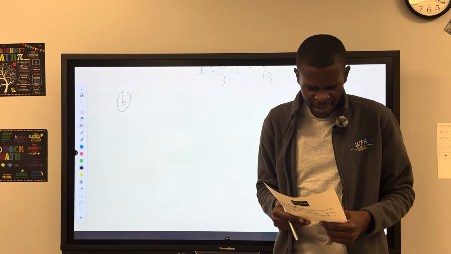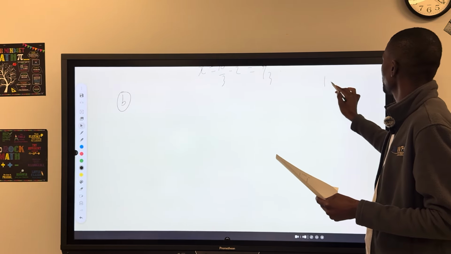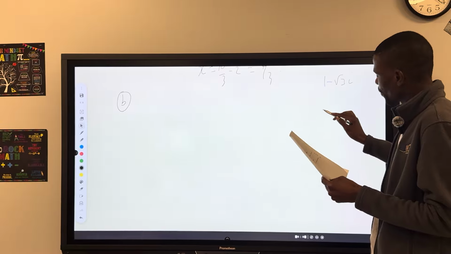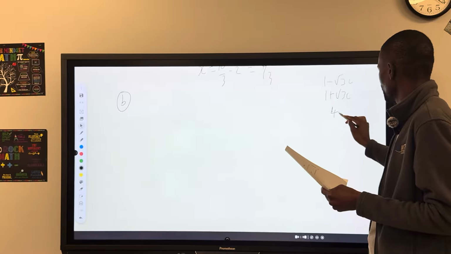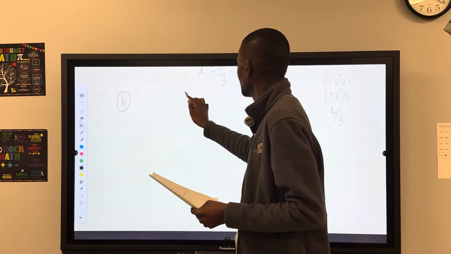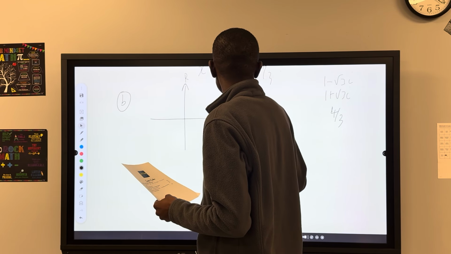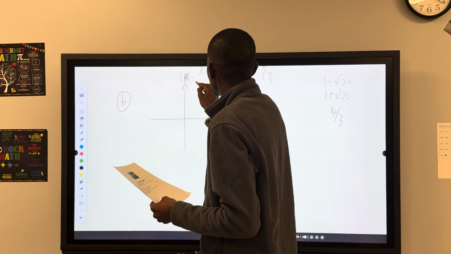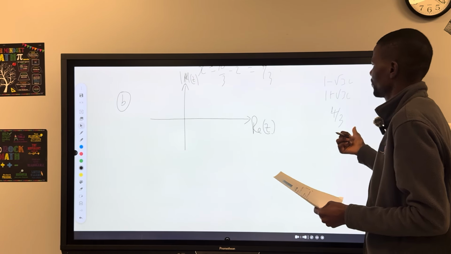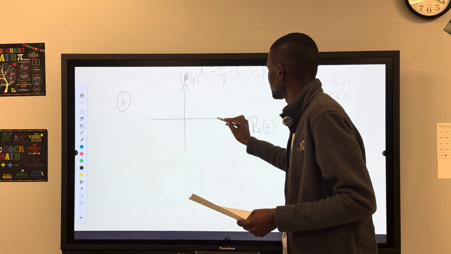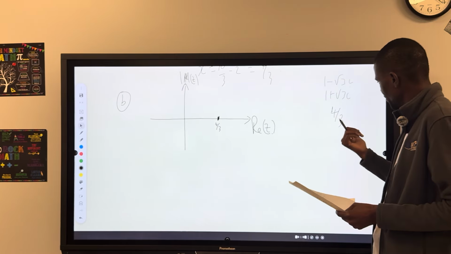So on this part, we want to sketch those roots. Remember, guys, we have 1 minus square root of 3i, then we have 1 plus square root of 3i, then we also have 4 over 3. So on an Argand diagram here, we've got the imaginary part of z, then we've got the real part of z here. The first one is 4 over 3. So 4 over 3 is likely to be here. Remember, we're just sketching, because it's just a real number there.